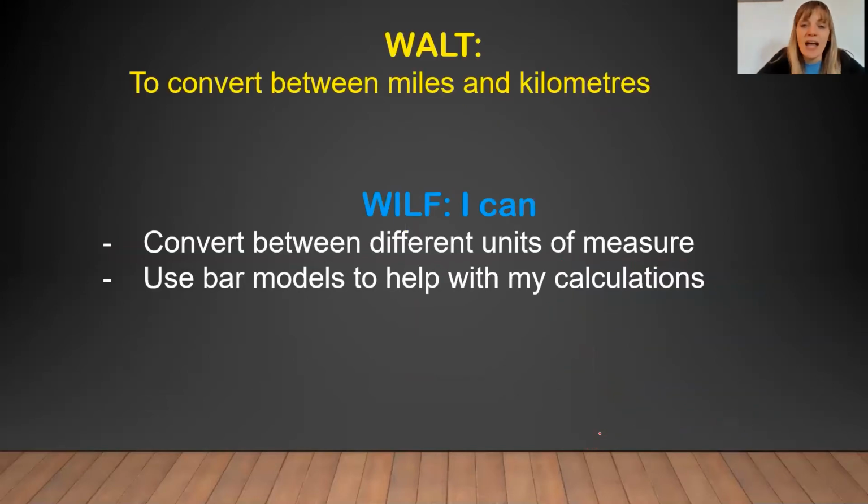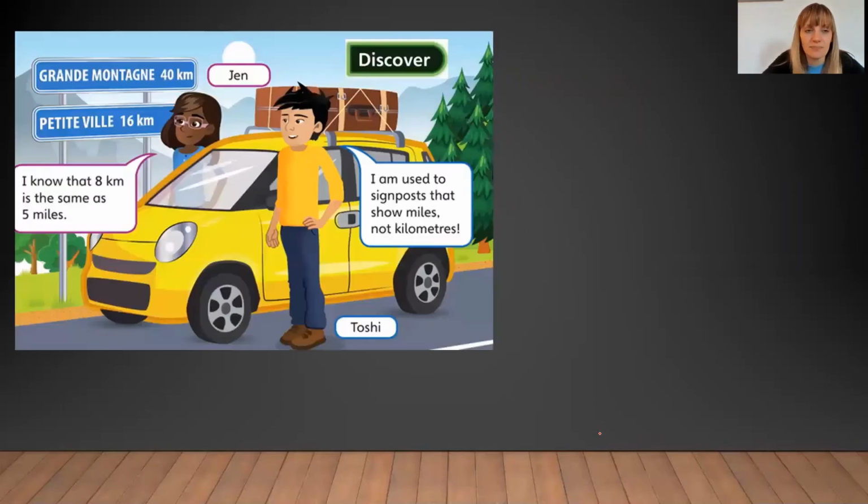Okay, well done. So, WALT and WILF for today. We're going to be learning today about not just metric measures, which are the kilometres. We're going to be converting them into imperial measures, miles, which are something that we see on our signposts in the UK. But if we go out to Europe and other countries, they don't use miles for their distance, they use kilometres. So we're going to learn how to convert between those 2 different units of measure, mainly for distance, and we're going to use bar models and graphs to help us with our calculations.